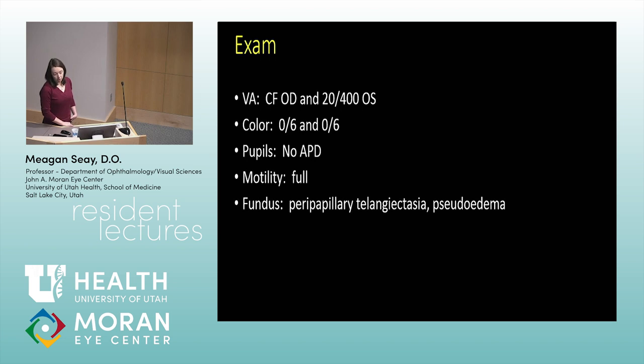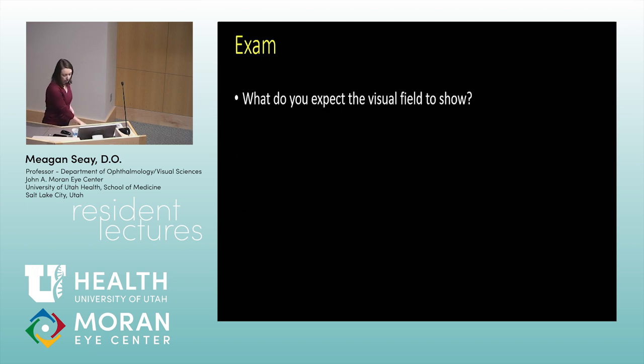Leber's, yep. So young guy, painless vision loss, rapidly sequential. The other clues are the peripapillary telangiectasia. The nerve can look pretty normal, can kind of have a full appearance, but you look around the nerve and it's got these little telangiectasias, but it's more of a pseudoedema appearance than actual optic disc edema.